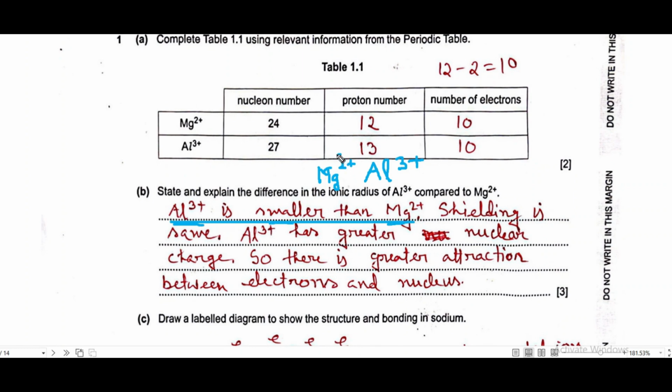This is because magnesium ion has 2 electron shells, and aluminum ion also has 2 electron shells, so shielding is the same as the shell number is the same. But aluminum ion has 13 protons in the nucleus and magnesium ion has 12 protons. So aluminum ion has greater nuclear charge, so there is greater attraction between electrons and nucleus. That's why aluminum ion is smaller than magnesium ion.